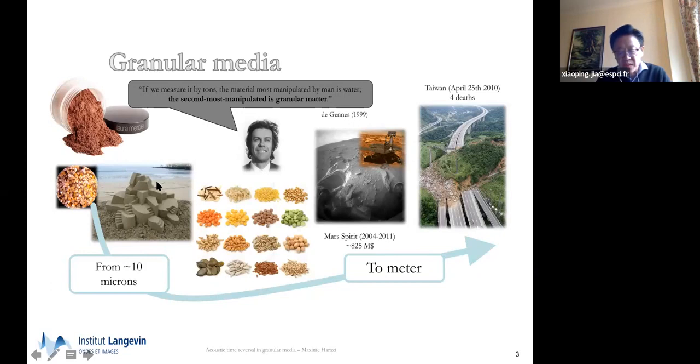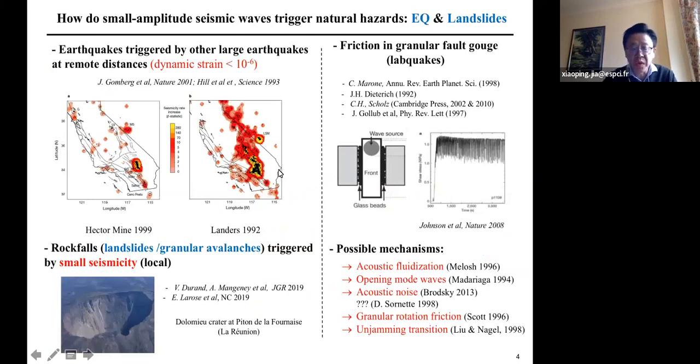Granular media are omnipresent in nature and believed to be the second most utilized type of material in the world after water. But they are also frequently involved in catastrophic events. One of the challenging issues in geophysics is to better understand how small-amplitude seismic waves trigger natural catastrophic events, such as remote dynamic triggering of earthquakes, observed and reported many years ago by John Gomberg. I'm happy she's here. But we may also have more local triggering of landslides, rockfalls, or something else.